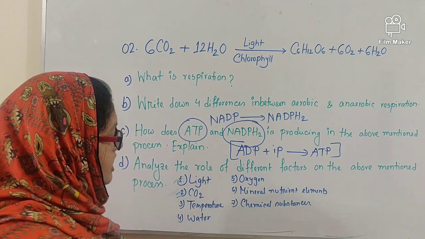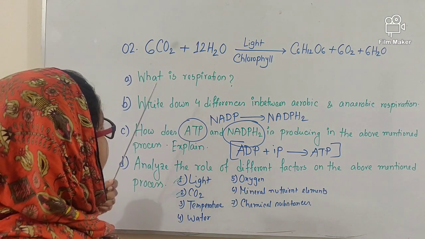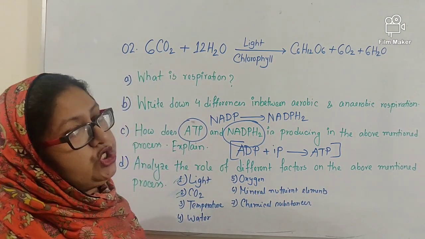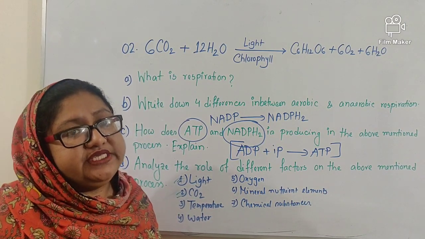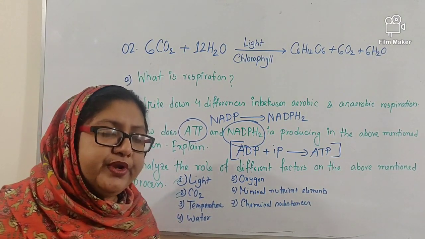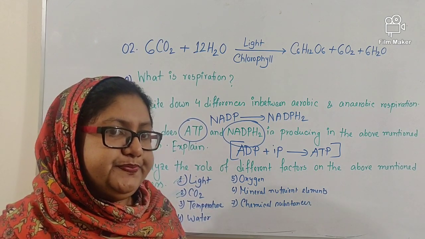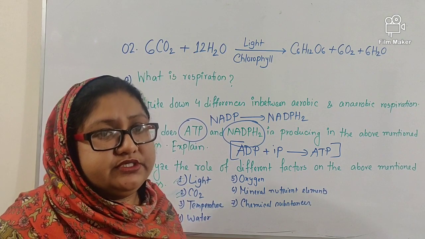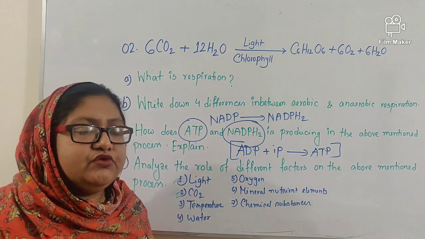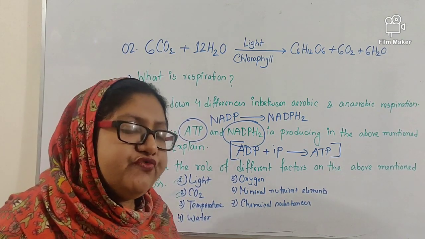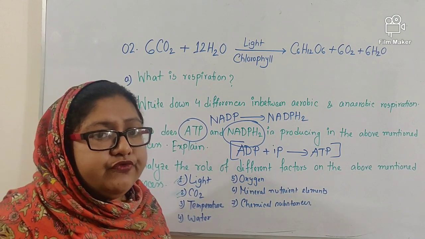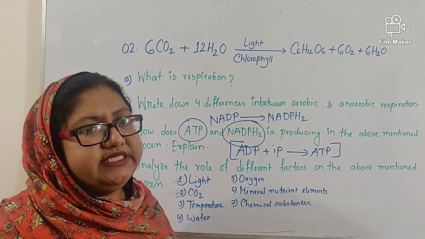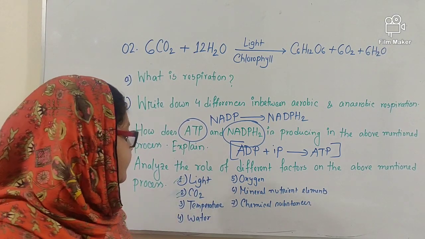Then carbon dioxide. Carbon dioxide is a raw material of photosynthesis. So if the amount of carbon dioxide increases in the atmosphere, the rate of photosynthesis also increases. In the atmosphere, the amount of carbon dioxide is 0.03%, and plants can use up to 1% concentration of carbon dioxide. So the rate of photosynthesis remains normal up to 1% of carbon dioxide in the atmosphere.